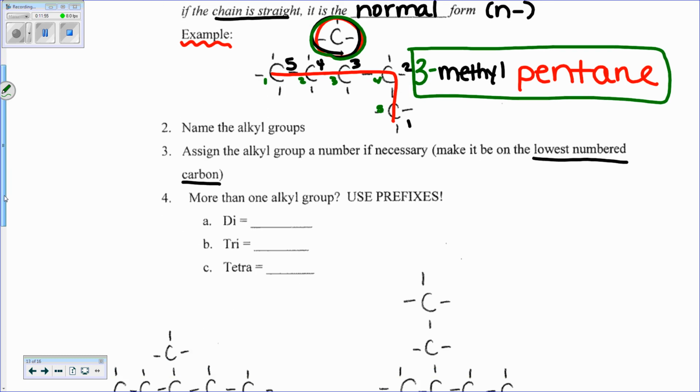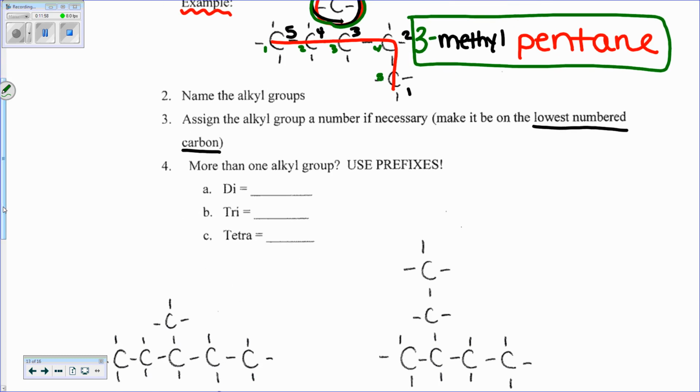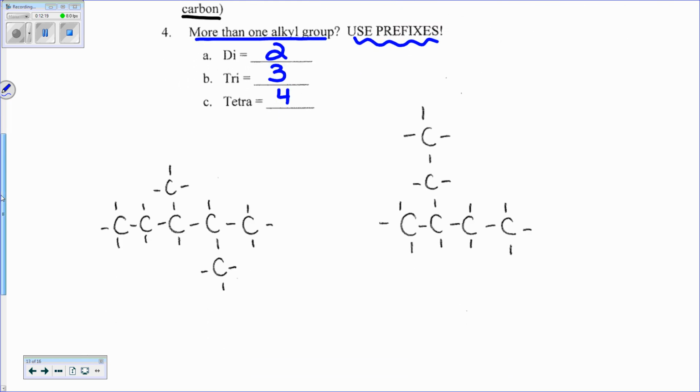But that would be one thing if you only ever had one. But sometimes I have more than one alkyl group. Then I have to use prefixes. Now I'm back to my other prefixes. So di means you have 2, tri means you have 3, tetra means you have 4. So let's look at an example.